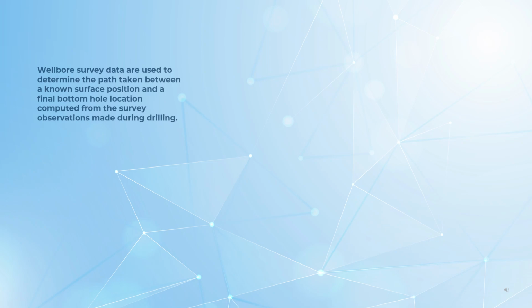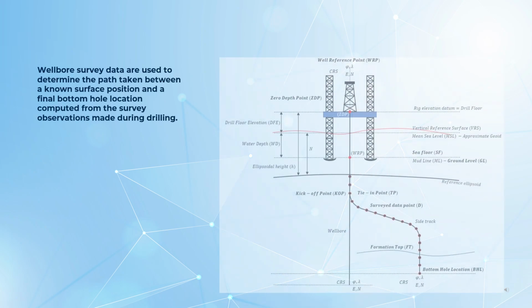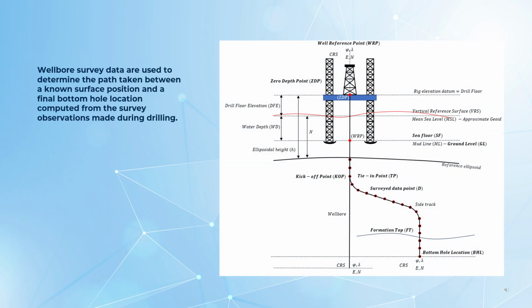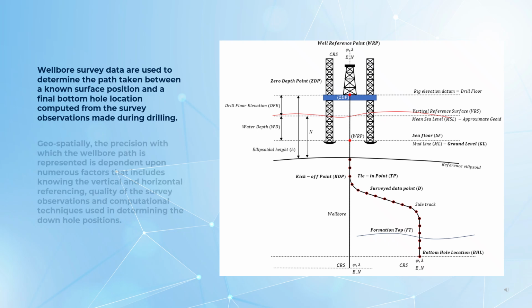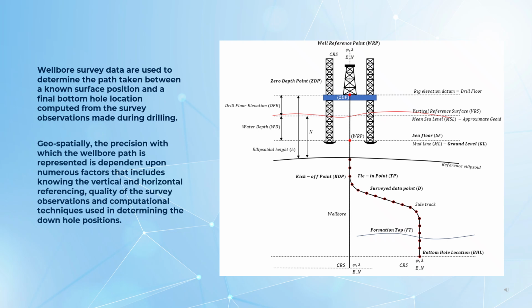Wellbore survey data are used to determine the path taken between a known surface position and a final bottom hole location computed from the survey observations made during drilling. Geospatially, the precision with which the wellbore path is represented is dependent upon numerous factors that include knowing the vertical and horizontal referencing, quality of the survey observations, and computational techniques used in determining the downhole positions.